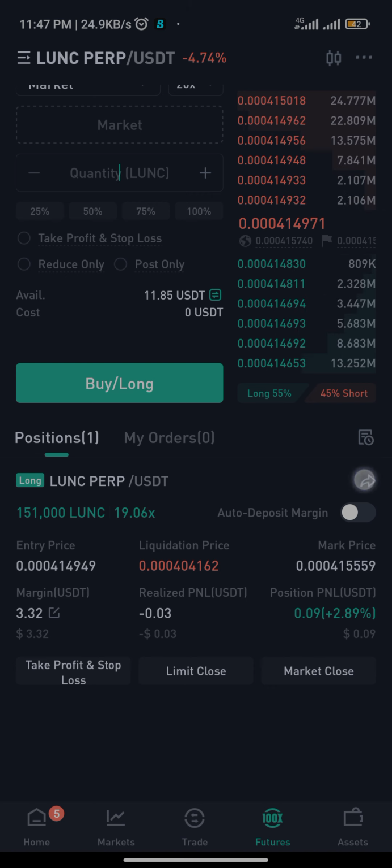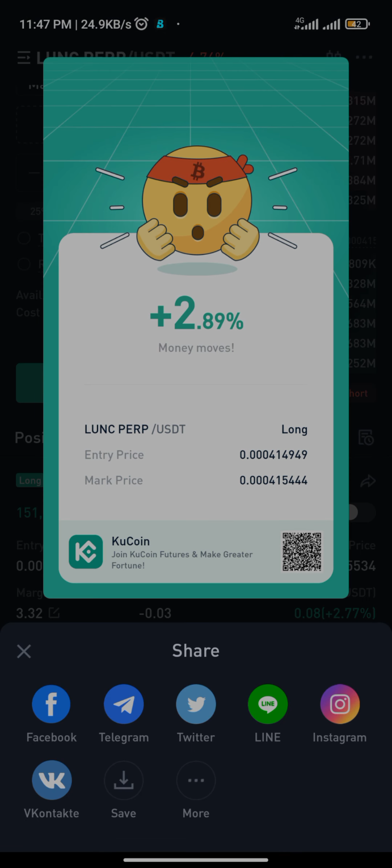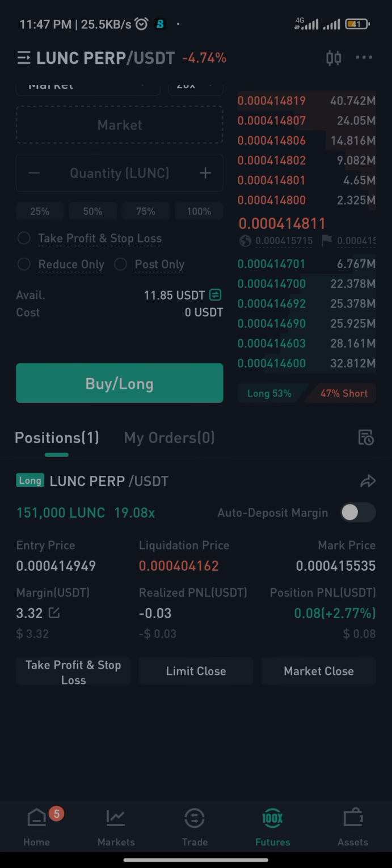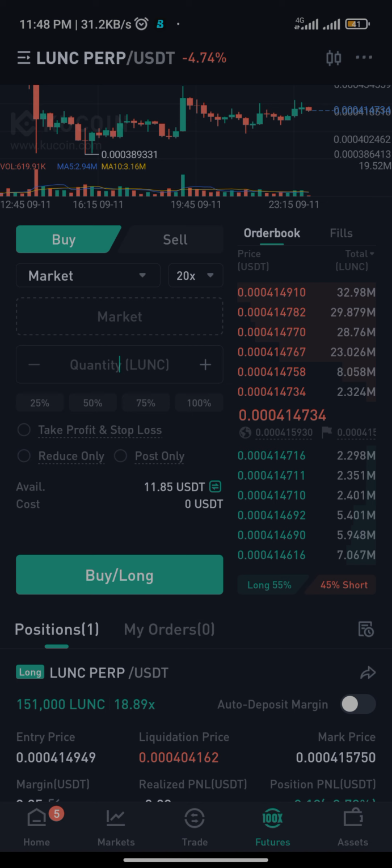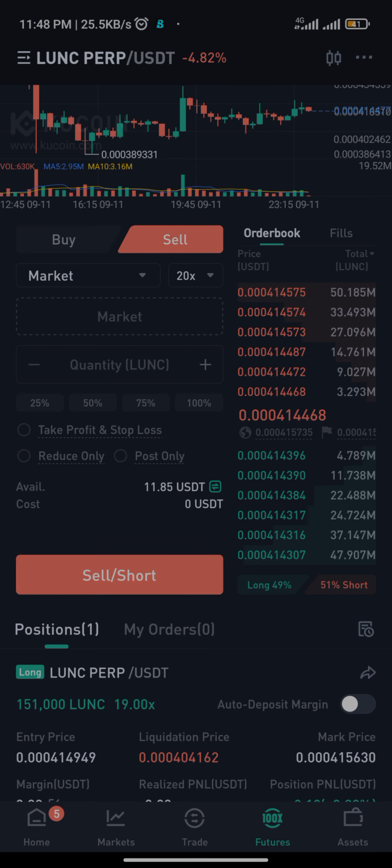Okay, so you can decide to share or do whatever. You can see I have 2% profit already. So it's just that easy, but you need to know when to buy and when to move, when the market will move and drop and all of that. Okay, so you see my current price is now $11, and if you want to sell, it's just the same thing. You go to the sell and then you sell.